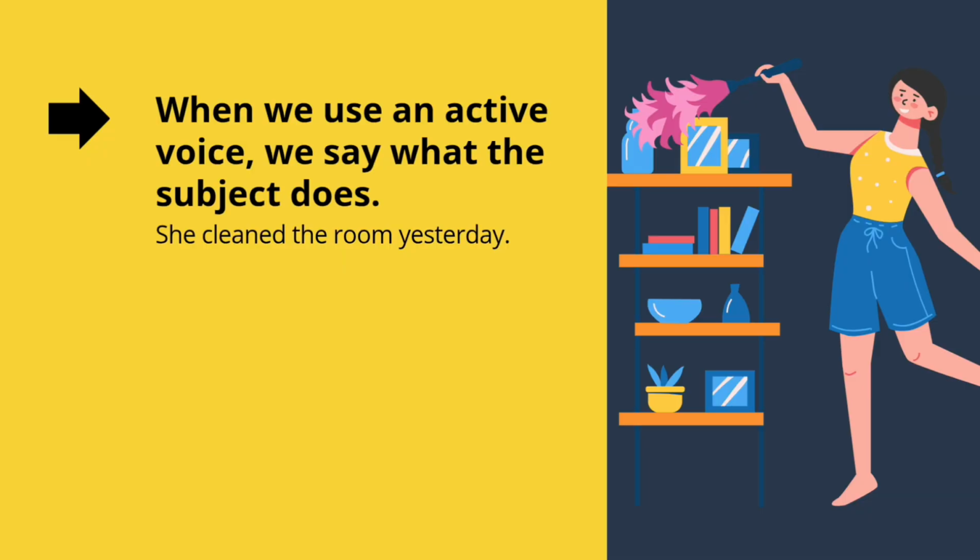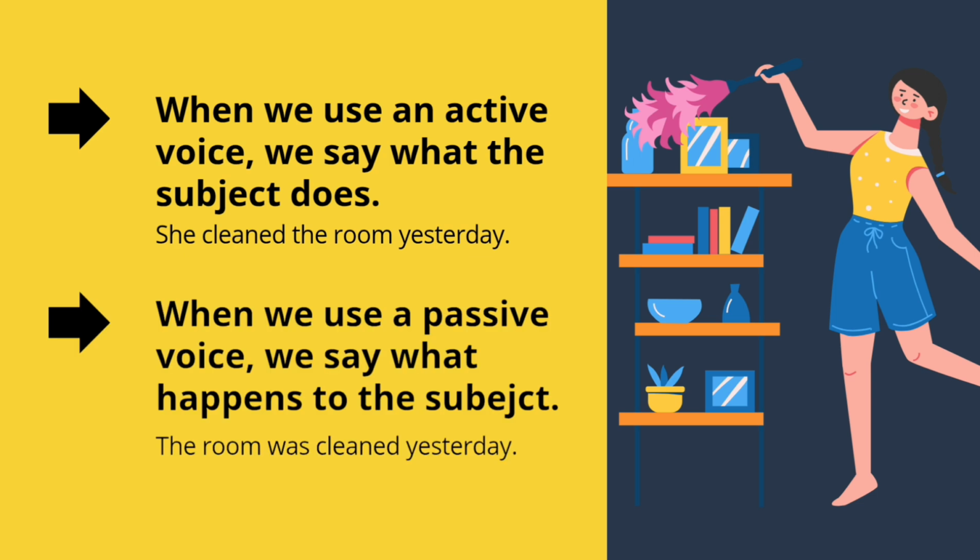Now moving towards the topic active and passive voice. When we use an active voice, we say what the subject does. For example, she cleaned the room yesterday. In this example, the focus is on the subject, means she, who is doing the action.